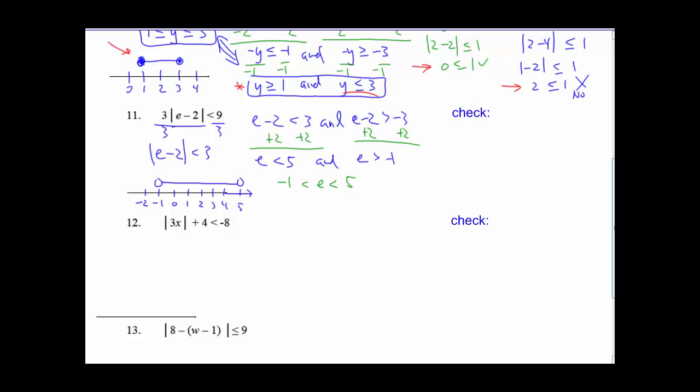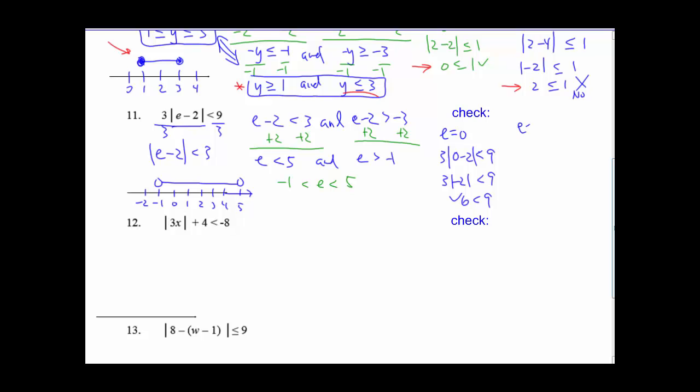Let's just, 0 is in there, so let's do e equals 0. Okay, so we're going to go 3 times the absolute value of 0 minus 2 should be less than 9. 3 times the absolute value of negative 2, so 3 times 2 is 6, which is less than 9, so that checks out.